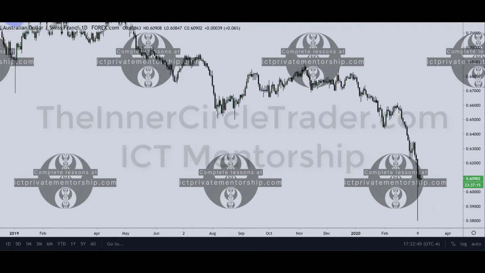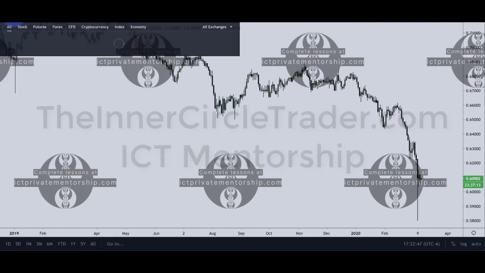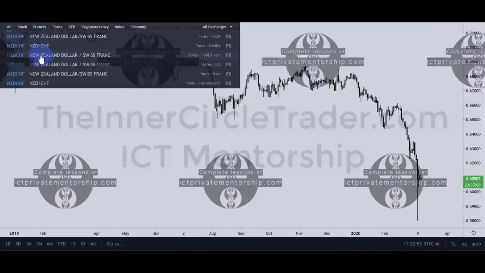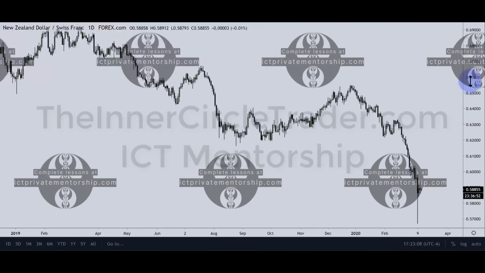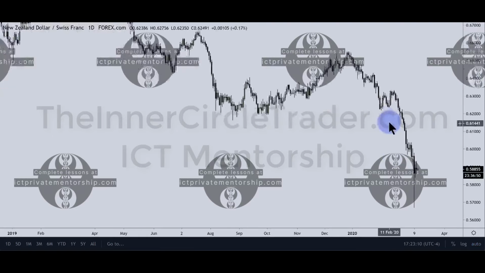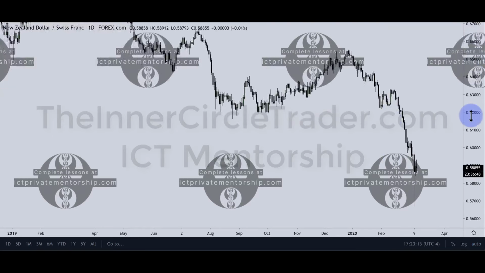And we're going to look at New Zealand, Swiss. Again, same thing. New Zealand is the first in the currency name. So we're looking at a weak currency versus a strong currency. In the Forex pair, this is going to be a downtrending or down move in price action relative to the Swiss franc. And you can see that here. All right, so we have 1, 2, 3, 4, 5, 6, 7, 800 plus pips of a move.